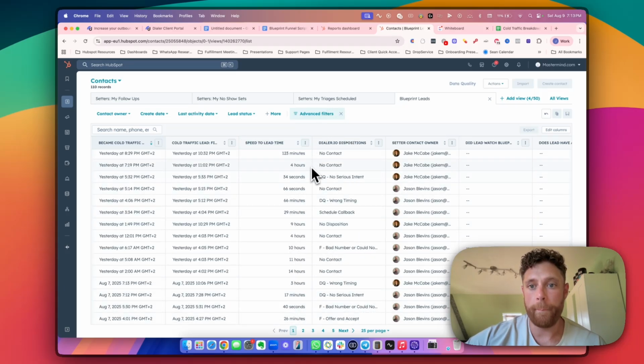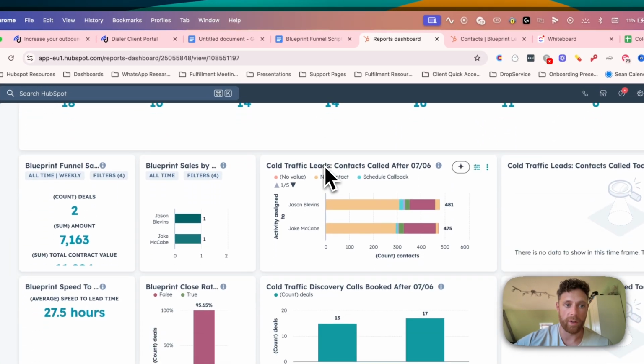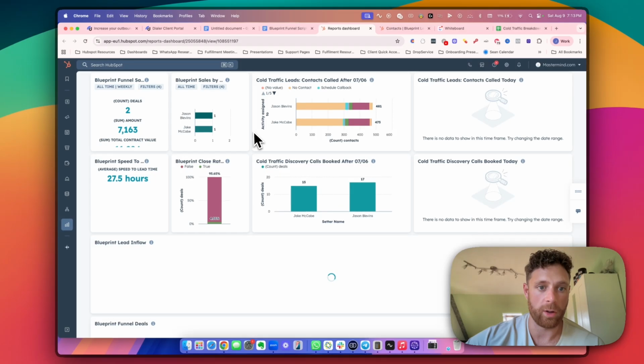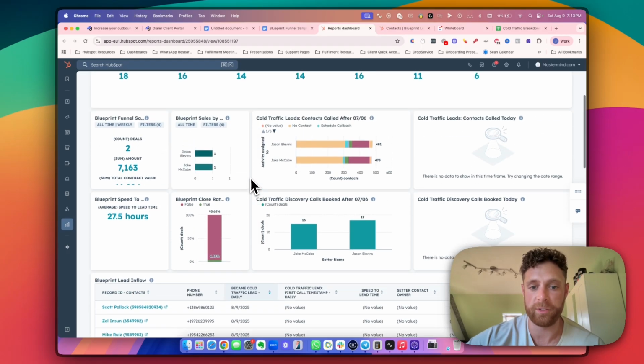And then we want to make sure that we also have a report of what is actually happening, right? How many deals have been closed from this? What is the total amount that has been closed? Speed to lead time, we're looking at an average of 27.5 hours. So obviously these guys have to clean that up as much as possible.